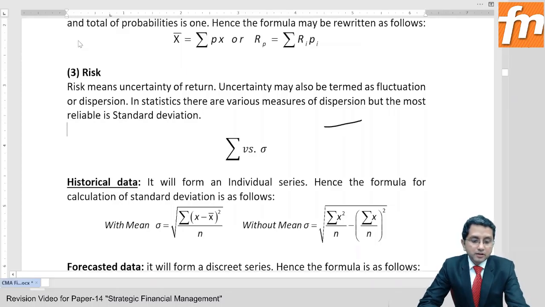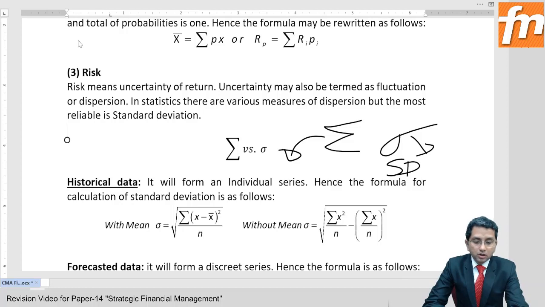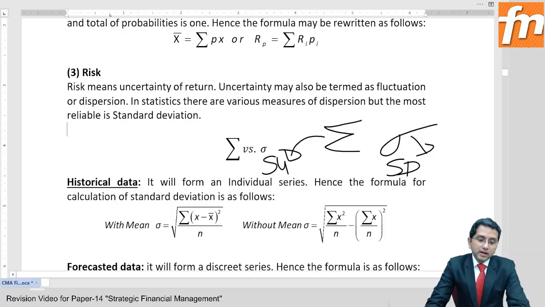When I say summation, I mean this. I don't call it sigma. And when I say standard deviation, I mean this. This is the sign for standard deviation. This is your standard deviation, and this one is your summation, right? So don't get confused between summation and standard deviation.